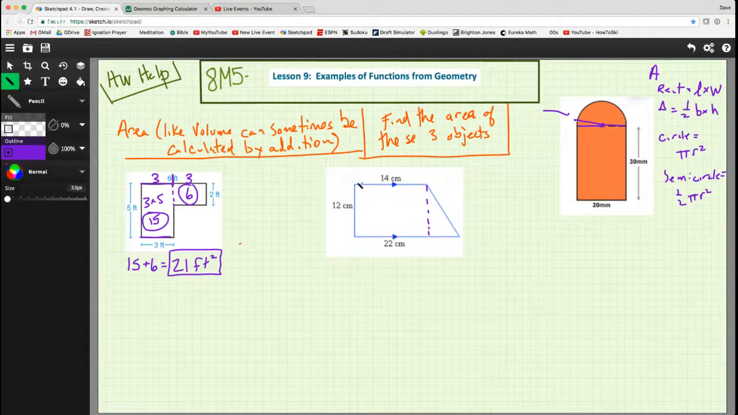If this is 14, and this down here would be 14, and this is 22, then this has to be 8. Make sense? And this here again is 12. So we have a rectangle. Let's just call this R for rectangle, and that's T for triangle. The rectangle is 12 by 14, and that's 168.